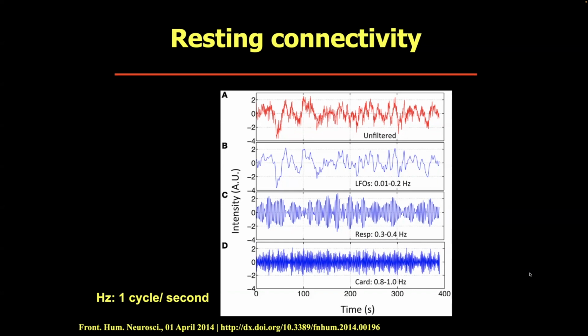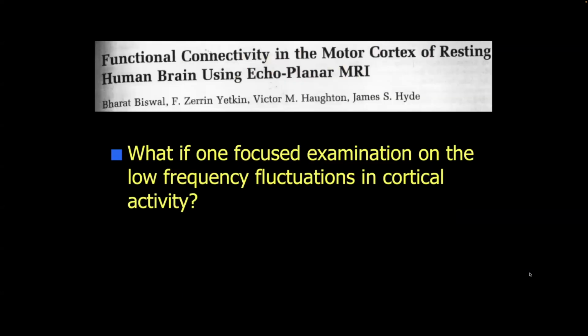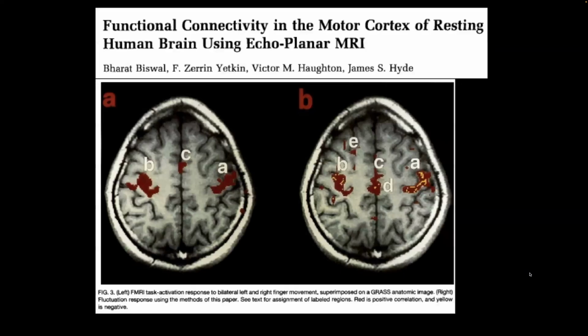And we can plot these signals out and look at how, across the brain, parts of the brain are correlated with one another. The original study by Bharat Biswal essentially did this. It did the finger tapping task that I've referred to. This is over here in A. It said, tap your fingers, stop. Tap your fingers, stop. And this is the motor cortex.